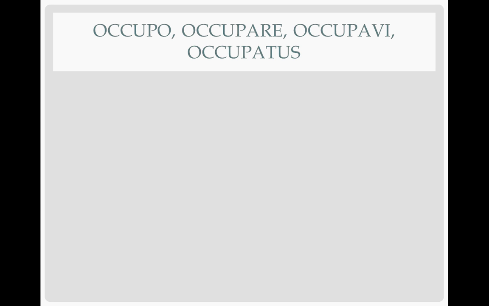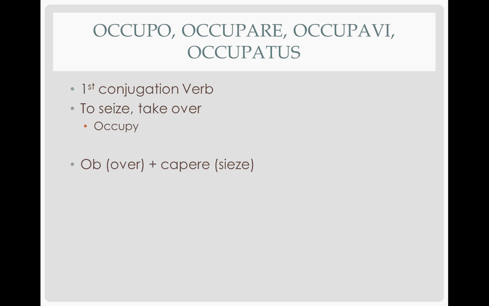Occupo, occupare, occupavi, occupatus. Pretty easy to guess what this one probably means. It's to seize or to take over. It's a first conjugation verb. An English derivative is occupy. And it's from the two Latin words, ob meaning over and capere to seize. So to seize over something.